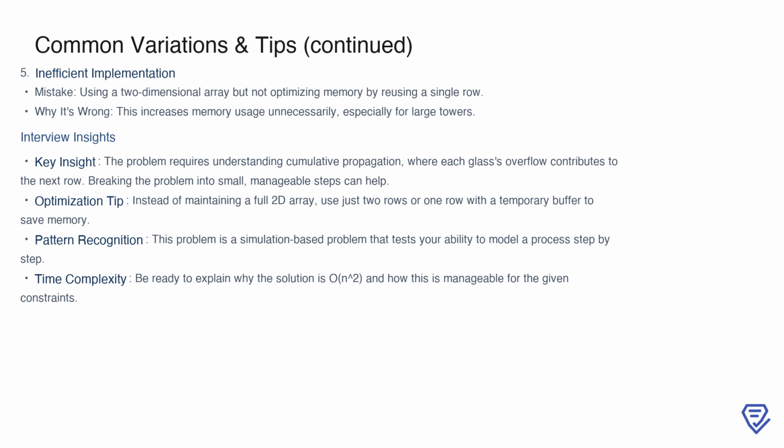From an interview perspective, it's important to understand the concept of cumulative propagation, where each glass's overflow contributes to the next row. Breaking the problem into smaller, manageable steps can simplify your approach. To optimize further, consider using just 2 rows or even a single row with a temporary buffer to save memory. This is a simulation-based problem that requires you to model the process step by step, so recognizing patterns and understanding why the solution has a time complexity of O(n²) will be key. This complexity is manageable within the problem's constraints, so be prepared to explain it during an interview.